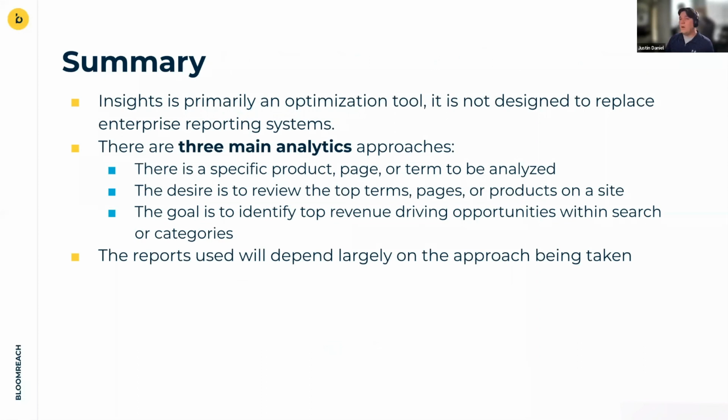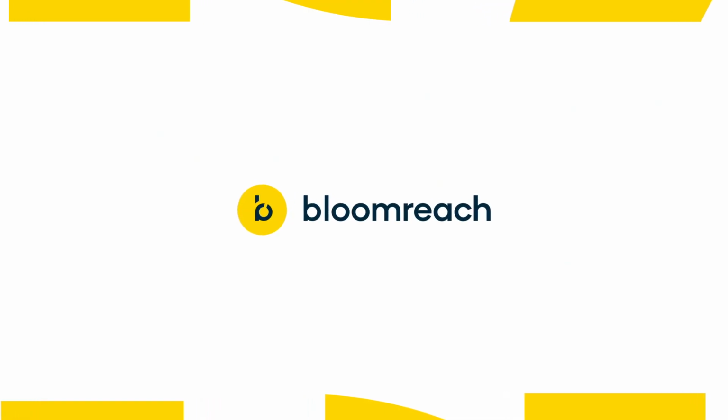So summary, and I know I'm about over here. Insights is primarily an optimization tool. It's not designed to replace enterprise reporting systems. So you want to make sure you're using it in the correct way. 3 main analytics approaches: looking for a specific product, page, term, and so on to be analyzed. Looking at trying to understand what the top terms, top pages, and so on are. Identifying top revenue driving opportunities, and each of these again had a good corresponding report set that we talked about already. The reports you will use, as you've seen, will largely depend on the approach being taken. So we've gone over what each of those might look like, and hopefully given you a good framework to start to dig into all this information.